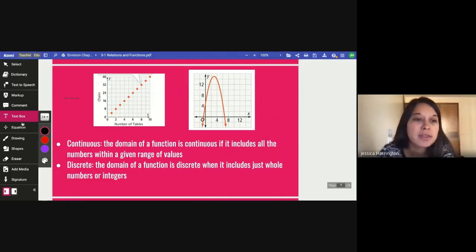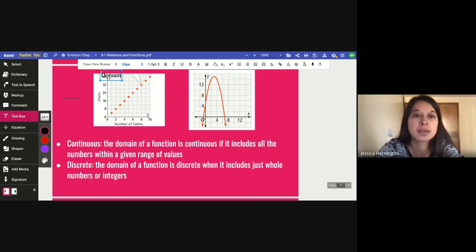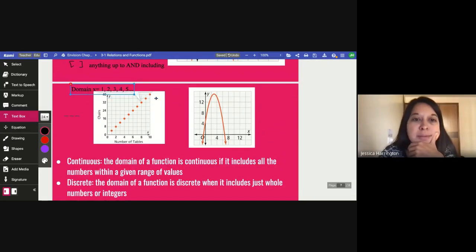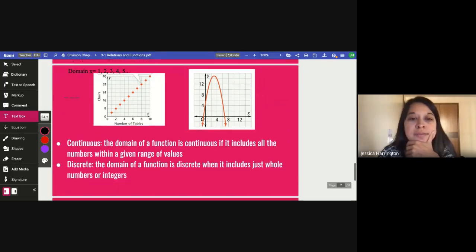The domain for this one, if I were to write it, would be what? The domain would be x equals 1, 2, 3, 4, 5, right? And continuing on, I'm not writing them all. It's only including those specific numbers, which is why they're dots. I can't say the domain is 1 through 11 because that's not true. It's only allowed to be these specific numbers. So that's why this is discrete. Discrete, continuous.